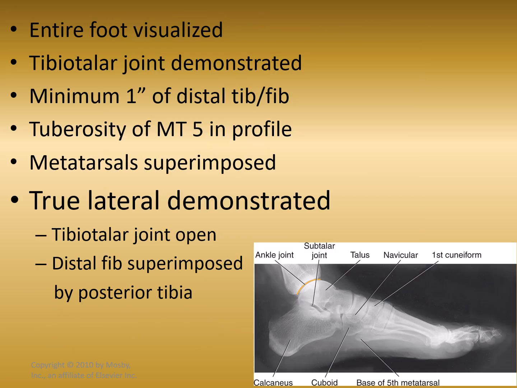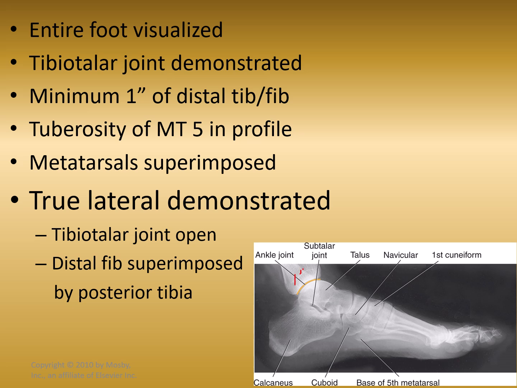Okay, so for the routine foot positions, we're going to do a medial lateral projection. That means the lateral side of the foot is going to be rotated out and laying down on the IR. The central ray is going to enter the medial side of the foot. We want to see at least 1 inch of the distal tib fib here.